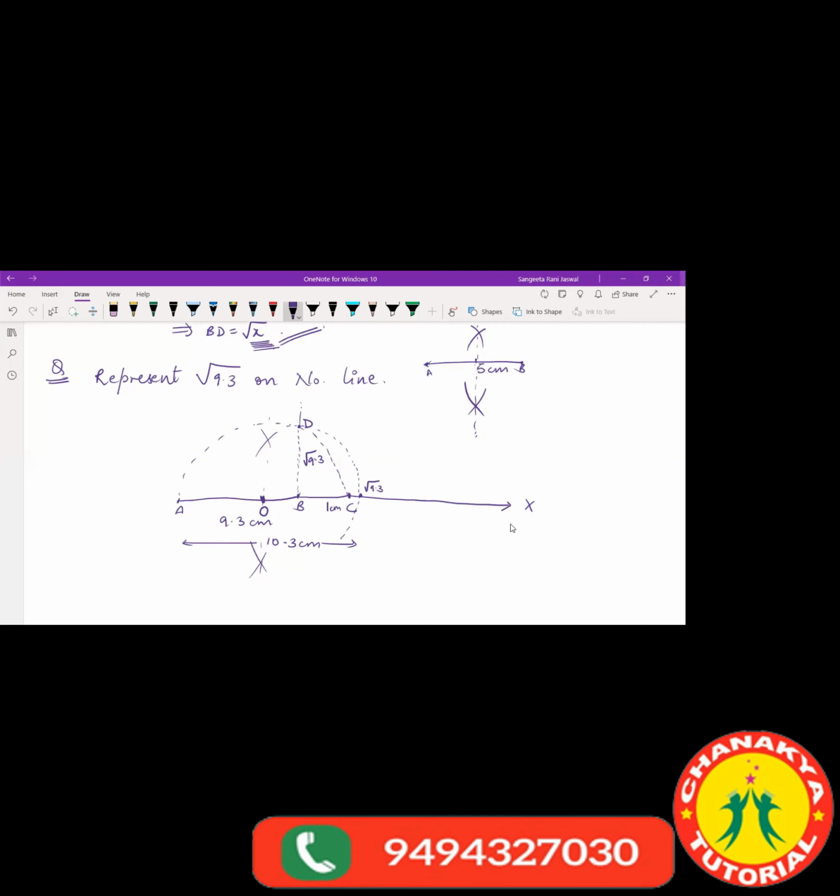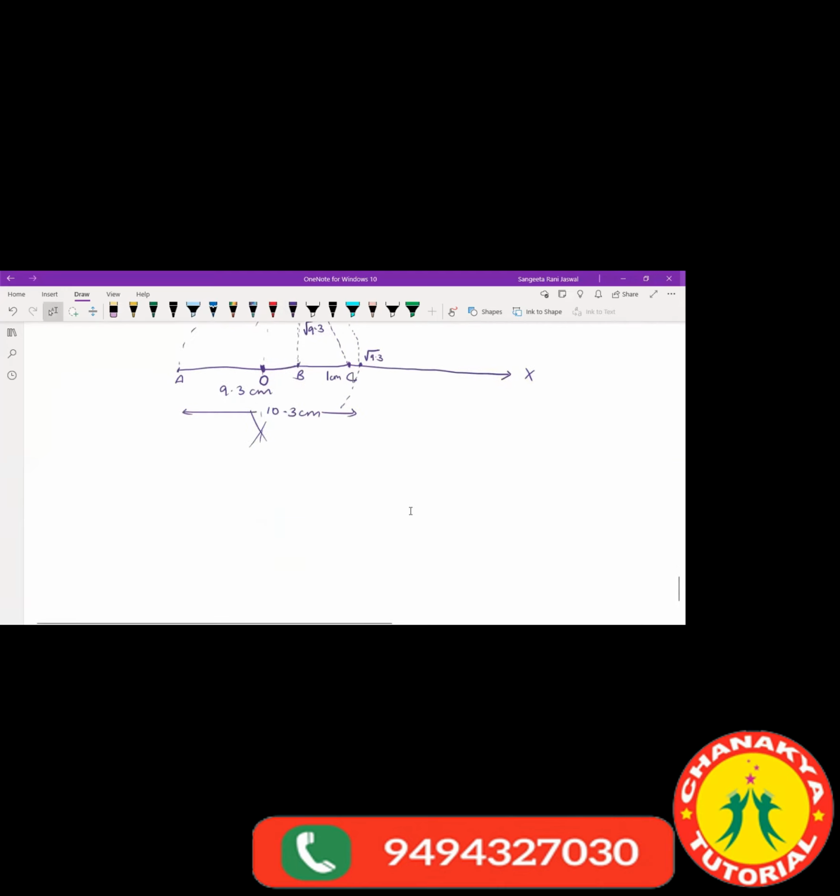So if you have understood, please show your thumbs up. Okay, shall I move ahead? Yes, ma'am. Okay, now I'll show you one more example. Not only the book question, I will show you. Let's represent root over 10.5 on number line. Can you do this? With the same method as you did now.